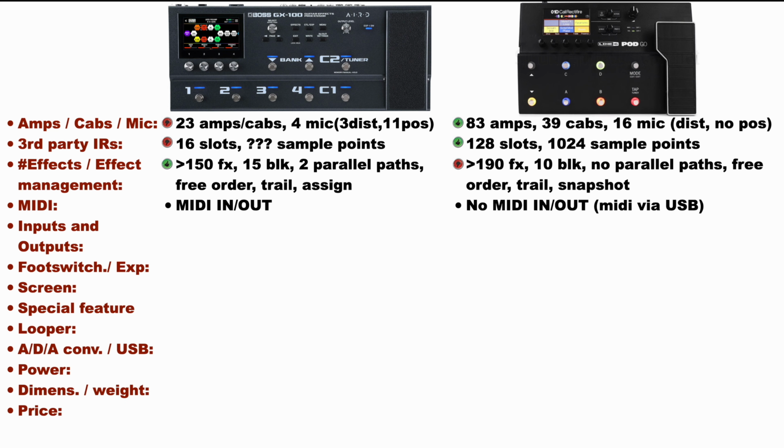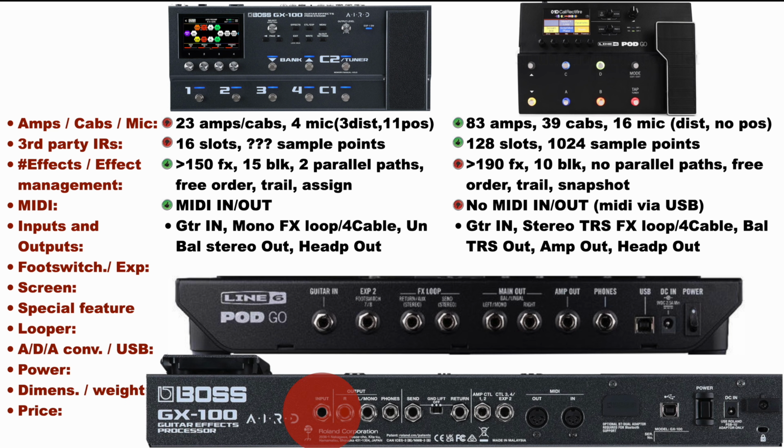The GX100 offers MIDI connectivity, where in the Pod Go you need to use MIDI over USB, as it lacks physical MIDI connections. As regards inputs and outputs, the GX100 has a guitar input, a mono effect loop, unbalanced stereo outputs, and a headphone out. In the Pod Go we have a guitar input, a stereo effect loop via TRS jacks, balanced TRS outputs, an amp out, and a headphone out.